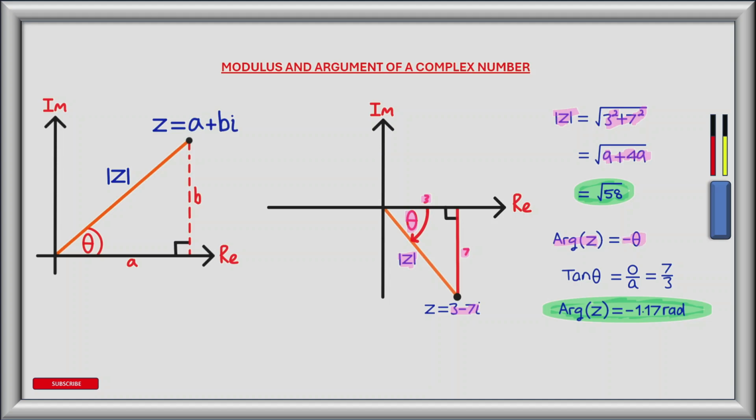So to find theta, we can use trigonometry. So tan theta is equal to the opposite side divided by the adjacent side, which is 7 divided by 3. And theta is 1.17 radians. So negative theta, and the argument of this complex number, is minus 1.17 radians.